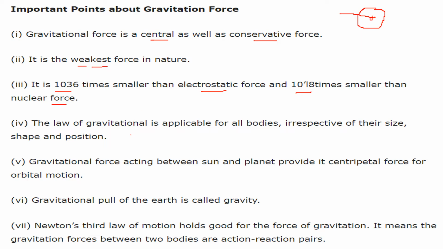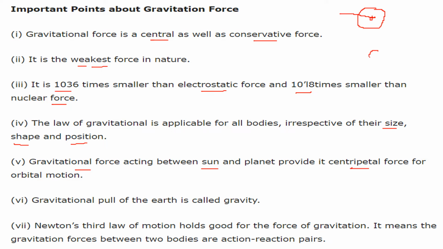The law of gravitation is applicable to all bodies. They can have any size, shape, or position. The sun, for Earth, is the ultimate source of energy. Consider the gravitational force acting between the sun and the planet. This gravitational force is responsible for the orbital motion as it provides the centripetal force.